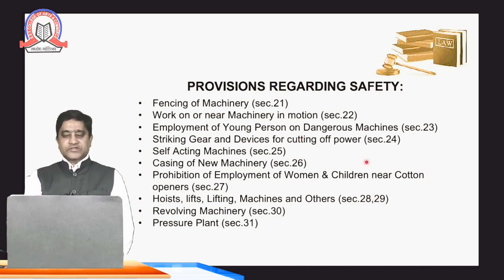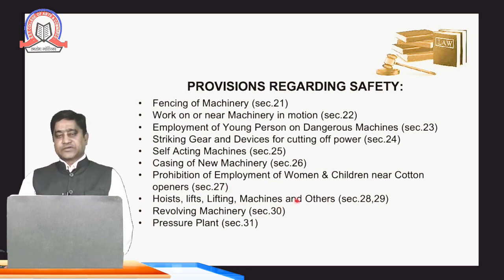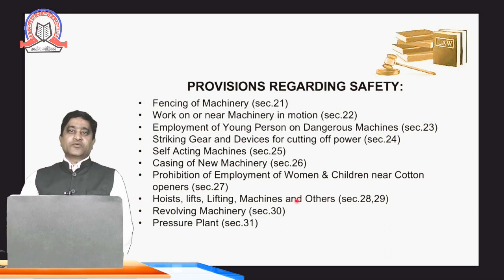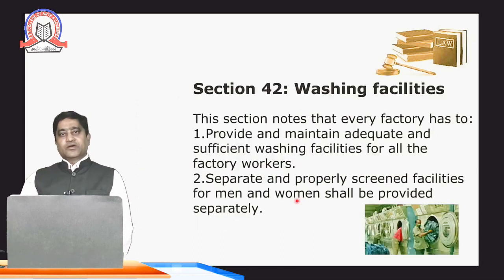Section 28 and section 29 speak about the hoists, lifting and lifting of machineries and other parts of the machines. Section 30 speaks about revolving machines, how care should be taken for the revolving machines, and section 31 speaks about the pressure plants. When the machines are working in motion, whatever pressure should be kept and how the safety should be done for the pressure plants.